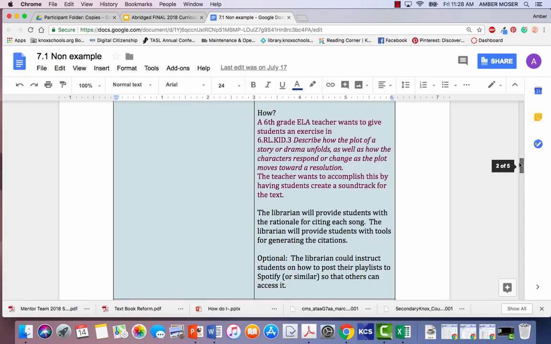So here's how it plays out. I've got a 6th grade ELA teacher, and she wants to give her students an exercise in this ELA standard: describe how the plot of a story or drama unfolds, as well as how the characters respond or change as the plot moves toward a resolution. That's not my standard, that's hers. That's what her lesson is designed around. So the teacher's idea is she wants to accomplish this by having students create a soundtrack for a text. She's going to have them take a chunk of the text, and build a soundtrack that reflects the tone, the mood, and that sort of thing.